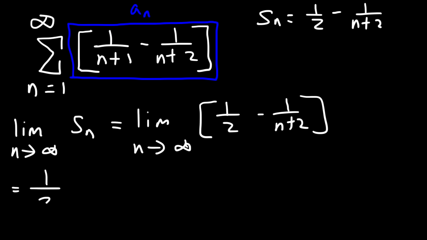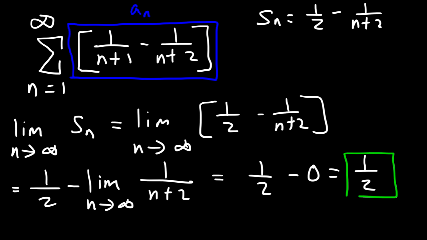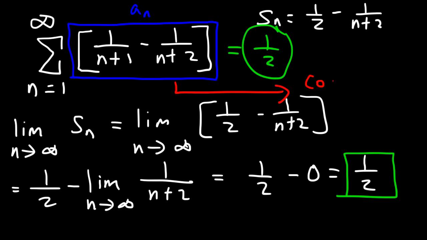So this is equal to 1/2 minus the limit as n approaches infinity for 1 over n plus 2. Now, for 1 over n, as n approaches infinity, that's going to go to 0. So 1 over n plus 2 will also go to 0. So this is going to be 1/2 minus 0, which is 1/2. So this is the sum of the series as n goes to infinity. So because the sum is equal to a finite value, we can say the series converges. It converges to 1/2. Now let's try another problem.